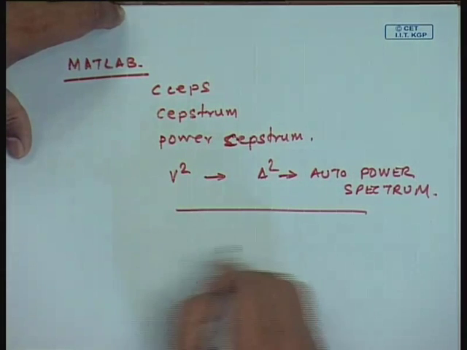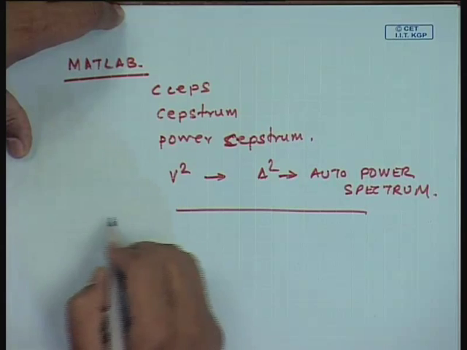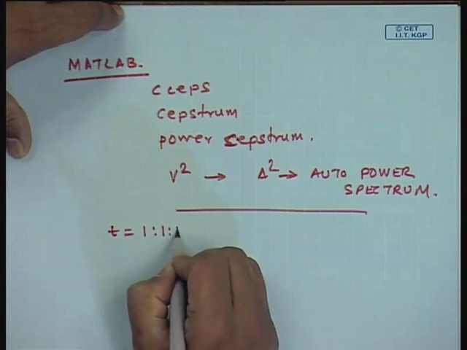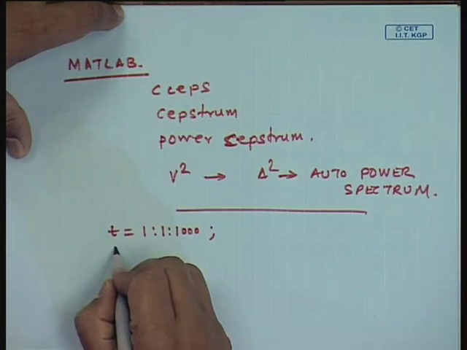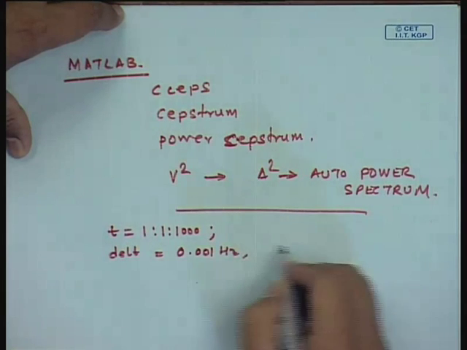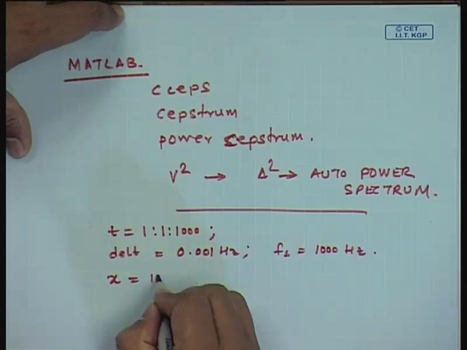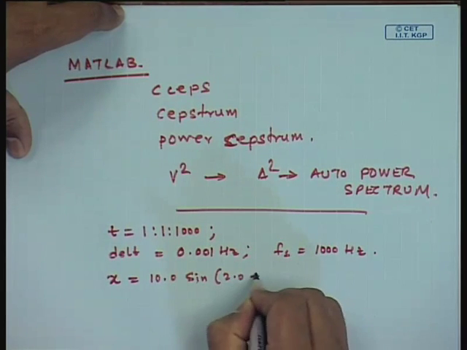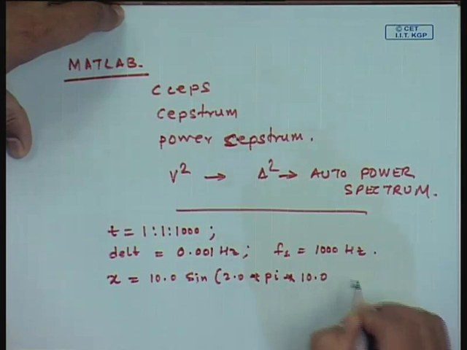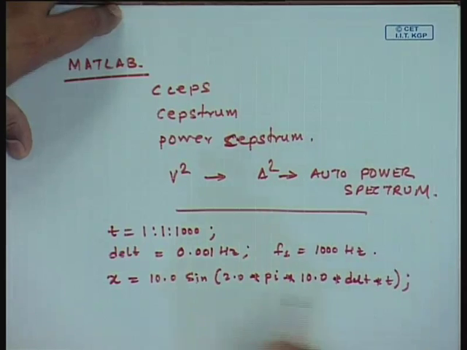But we can generate signals in MATLAB. I can briefly tell you how to generate a signal in MATLAB. For example, in MATLAB you can write your own M file. Say, t is equal to 0 to 1 in steps of 0.001, that means fs is equal to 1000 hertz. I can generate a signal x is equal to 10.0 sine 2.0 star pi star F, say maybe 10.0 star del t star t. So, this will generate a signal x.